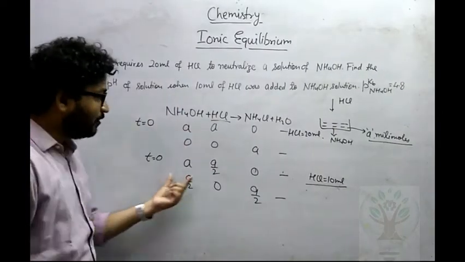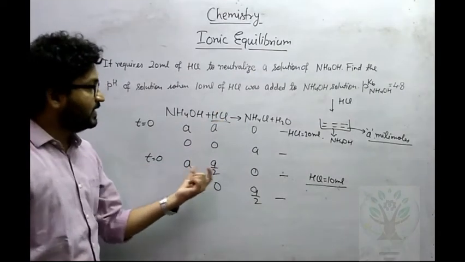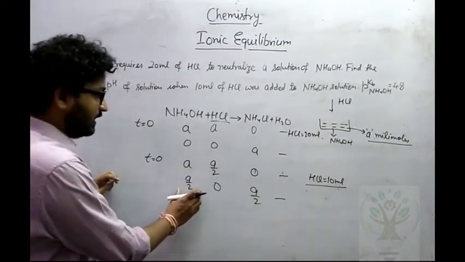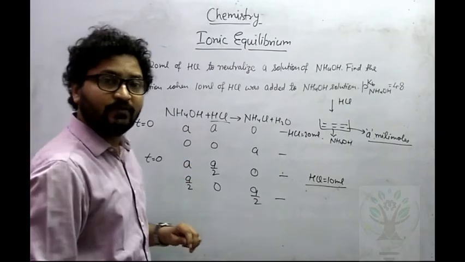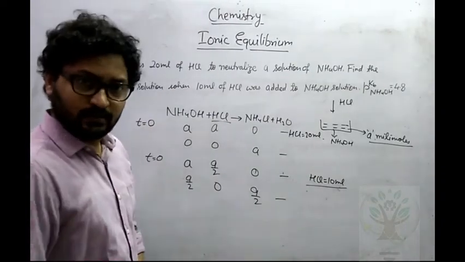But I did not add 20 ml. How much volume did I add? Just 10 ml. So it means only A by 2 HCl I must have added now. So because of that, I will be left with A by 2 millimoles of NH4OH and A by 2 millimoles of NH4Cl. Is this clear?